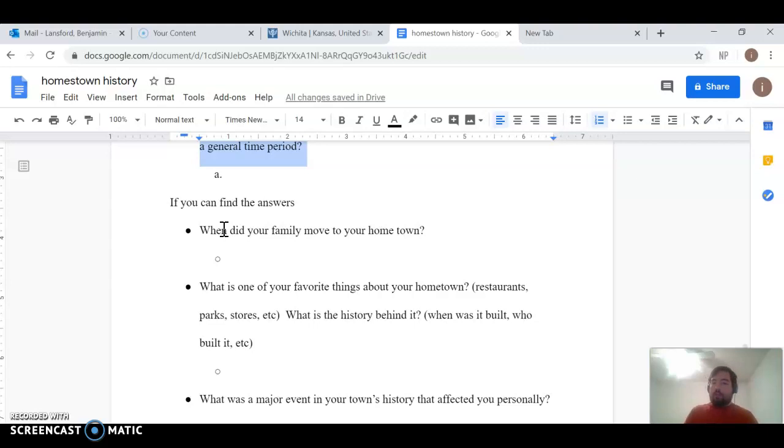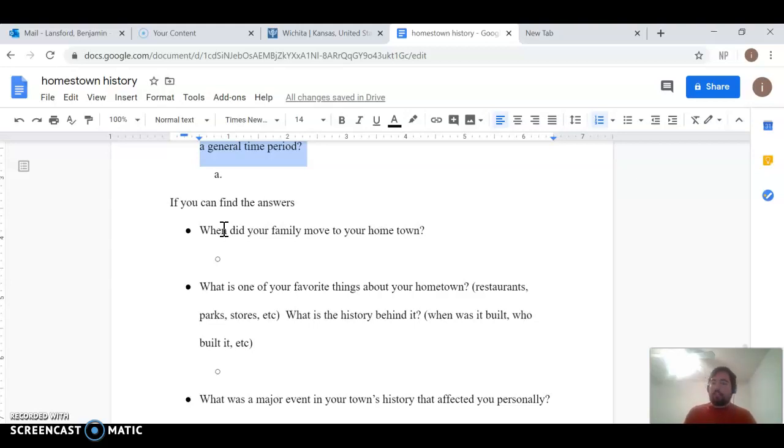So, when did your family move to your hometown? Right? Whoever that was, whether it was your great grandparents, or maybe it was just you and your mom and dad or whoever moved to this town. When was it? And what was one of your favorite things about your hometown? When you think about your hometown, what is one of your favorite things?